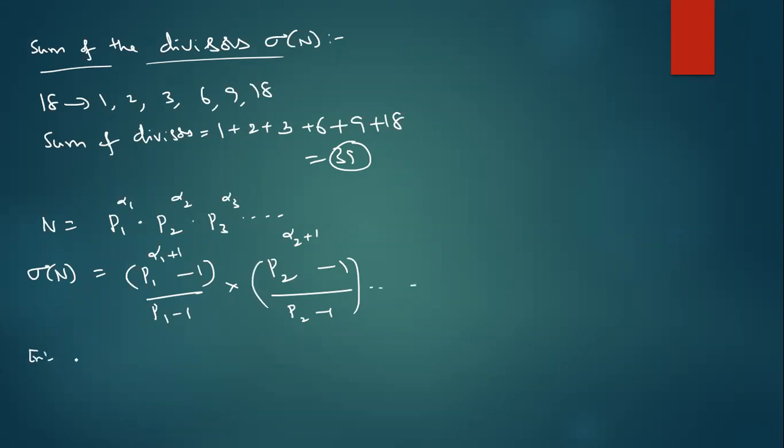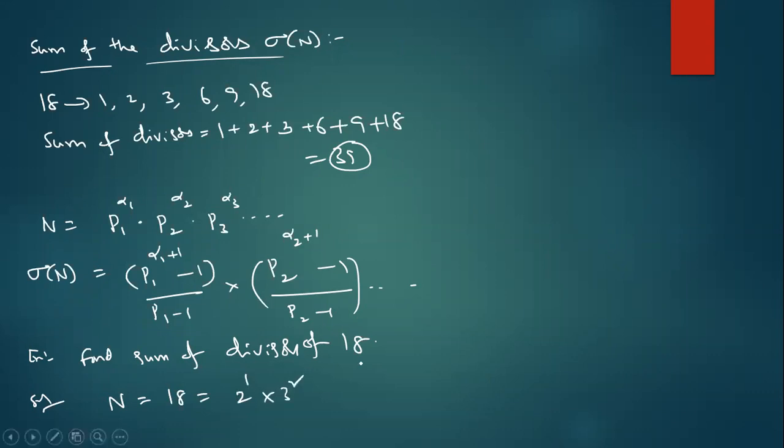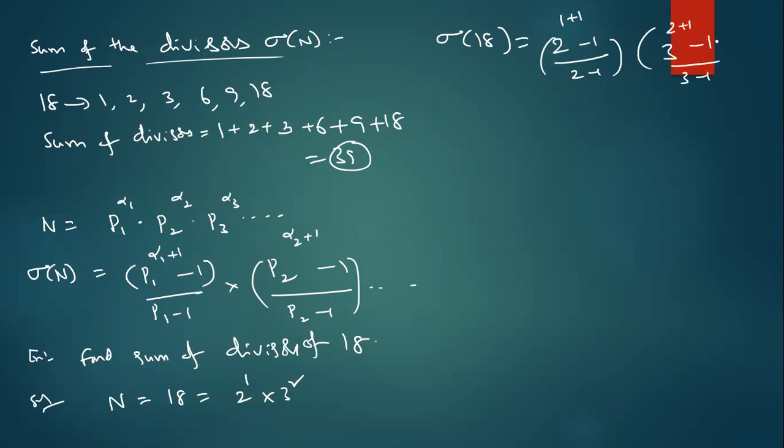Let us take one example. Find the sum of factors or sum of the divisors of 18. What is the first step? Anyone? n is equal to 18 is equal to 2 power 1 into 3 square. Express as a product of distinct primes. Then here directly you can take sigma of 18. What is the formula? p1 means 2, 2 power 1 as it is, just add 1, subtract 1: 2 minus 1 formula. 3 power 2 plus 1 minus 1 by 3 minus 1, and so on.